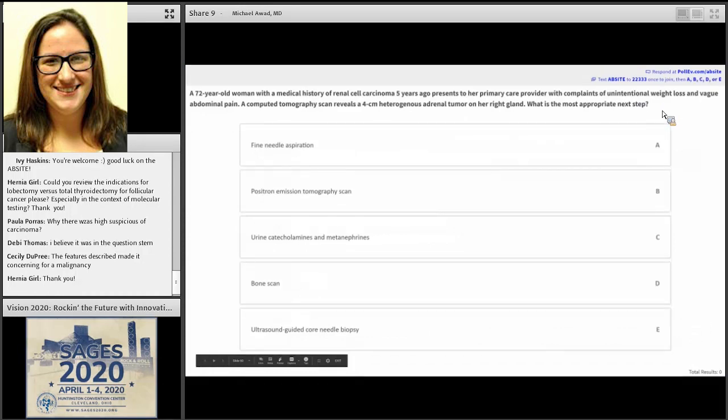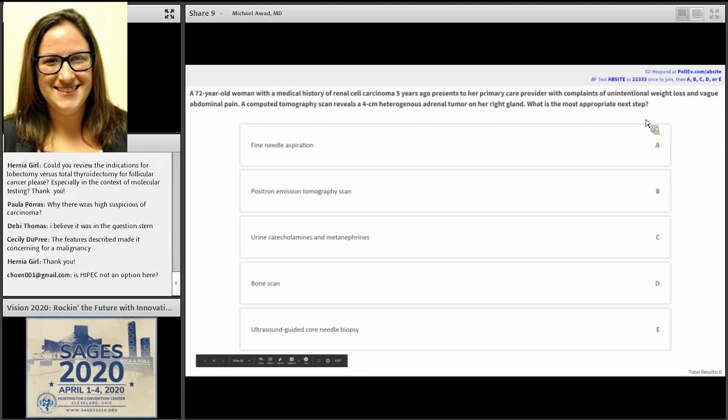A 72-year-old woman with a medical history of renal cell carcinoma 5 years ago presents to her primary care provider with complaints of unintentional weight loss and vague abdominal pain. A CT scan reveals a 4-centimeter heterogeneous adrenal tumor on her right gland. What is the most appropriate next step? A, fine needle aspiration. B, PET scan. C, urine catecholamines and metanephrines. D, bone scan. E, ultrasound-guided core needle biopsy.